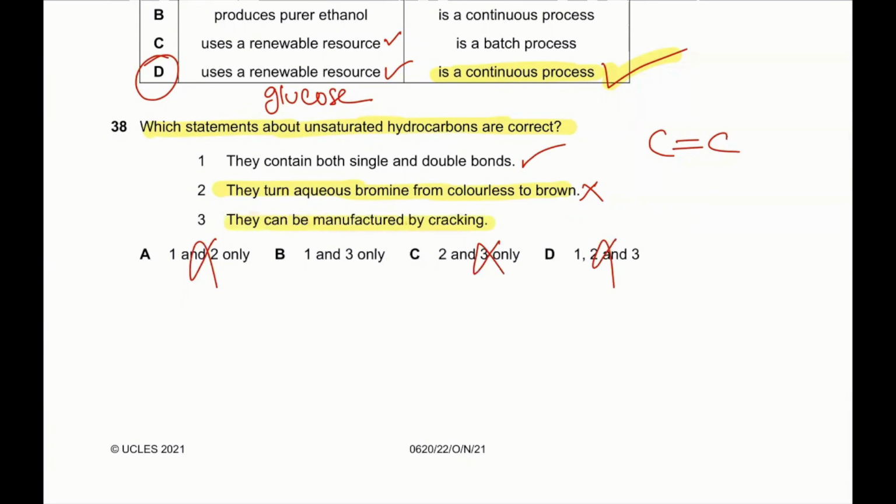They can be manufactured by cracking. Yes, ethene can be manufactured by cracking. Ethene is an alkene, and similarly other alkenes can be manufactured by cracking. So 1 and 3 are correct. B is the correct answer, guys.